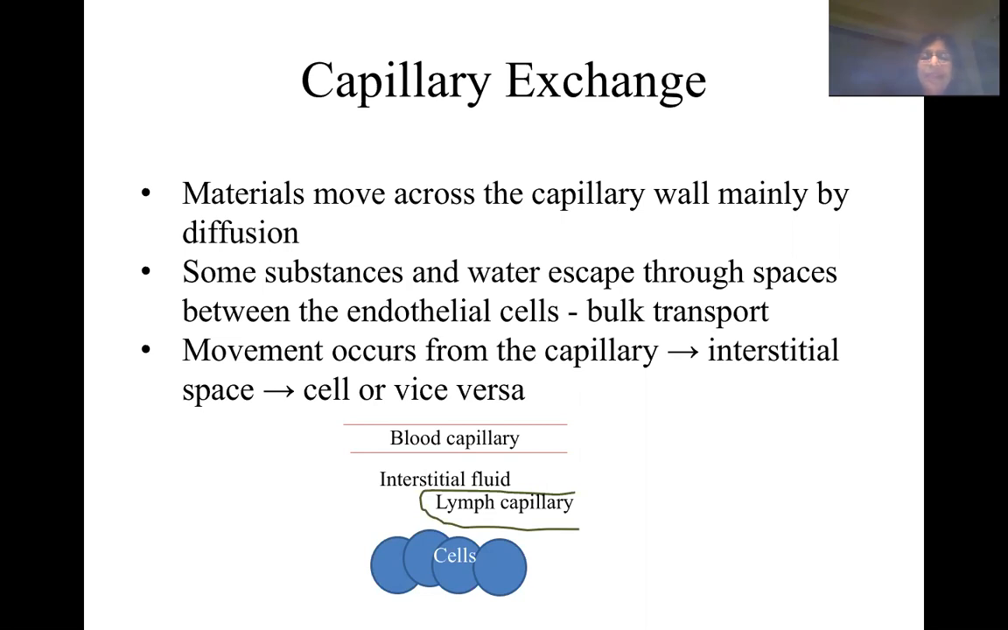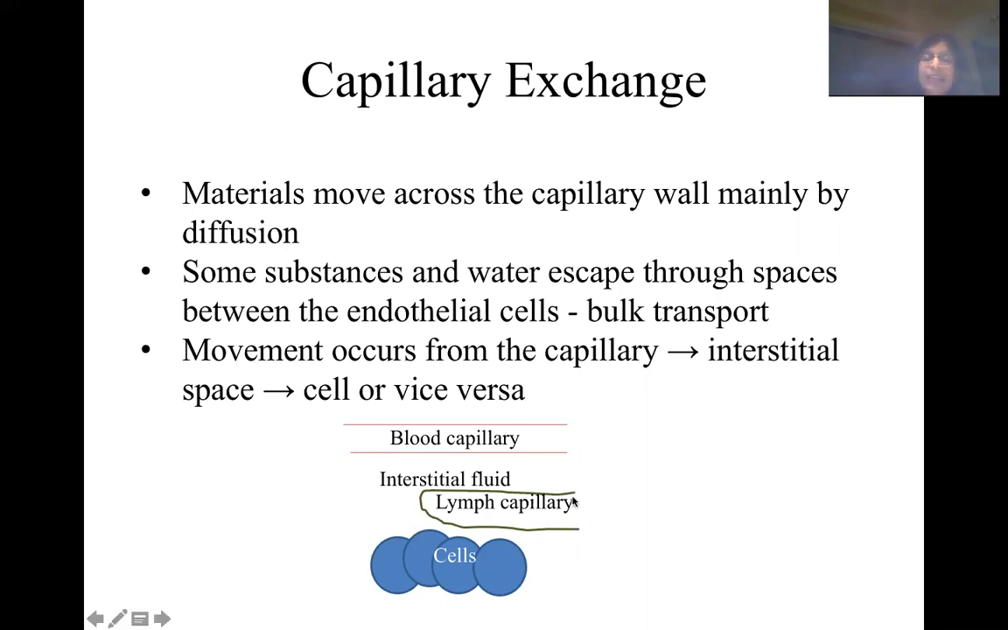Okay? Now, the flow of substances occurs in one of two ways. From the blood, substances escape into the interstitial fluid, and from there into the cells. And similarly, substances leave the cells and enter the interstitial fluid, and then eventually the blood capillary. And the thinness of the wall facilitates this type of movement.